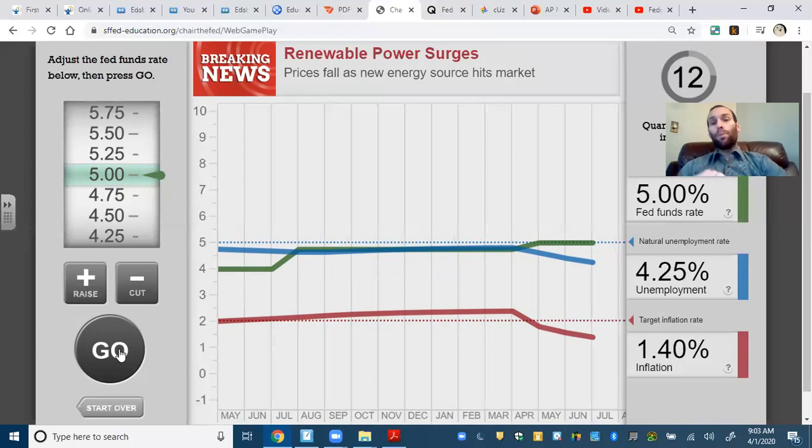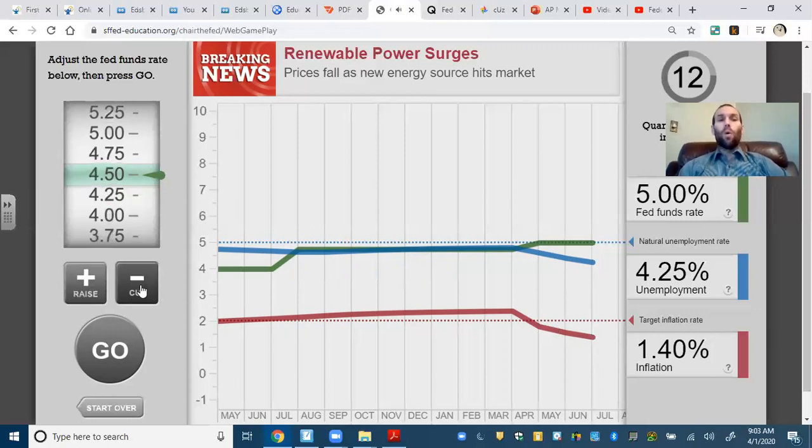Now I know my unemployment's low and my inflation is low as well. So I don't want to keep my interest rate high up here at 5. In fact, the thing you want to focus on is the inflation rate. The unemployment rate will always come back. So just follow inflation. So I want to bring inflation up.